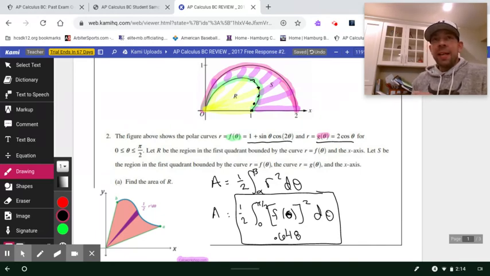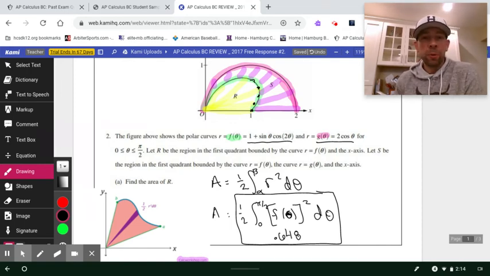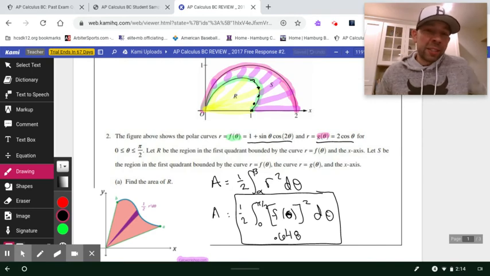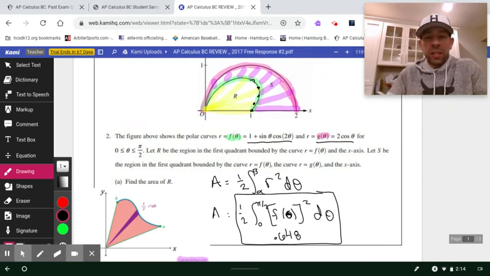is that when you go into polar mode, your calculator does not have the capability of finding intersection points anymore. And that's usually a task that you do have to perform on these questions. But if you keep it in function mode and graph these equations in terms of x, then you can find intersections and things like that.